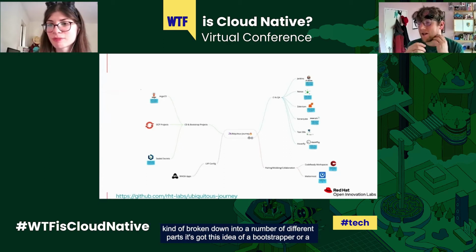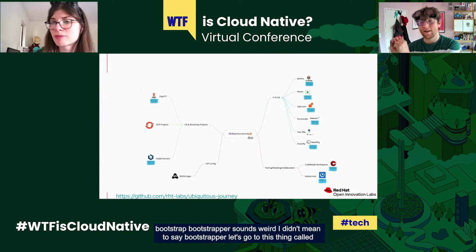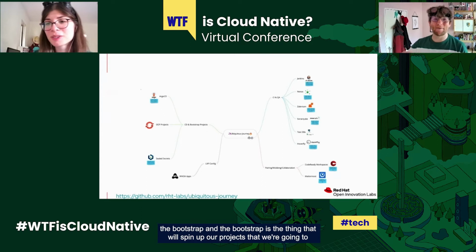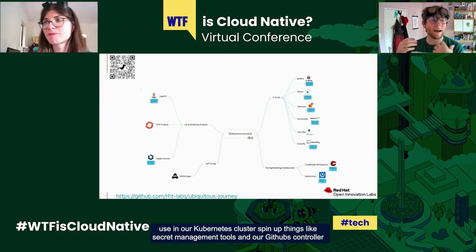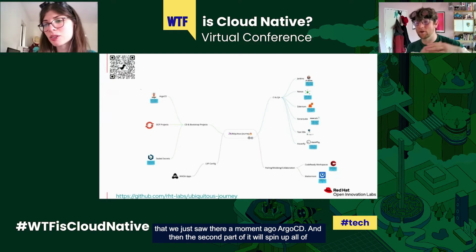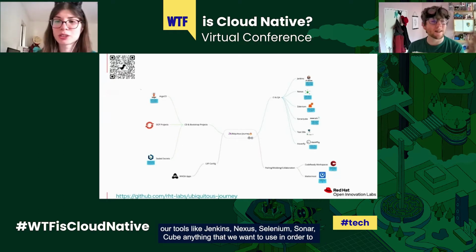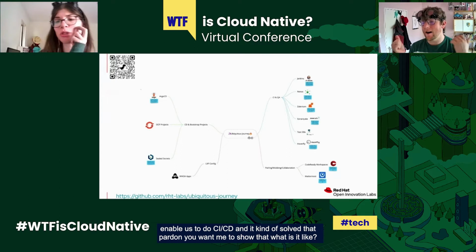So the Ubiquitous Journey is broken down into a number of different parts. It's got this thing called the bootstrap. And the bootstrap is the thing that will spin up our projects that we're going to use in our Kubernetes cluster, spin up things like secret management tools, and our GitOps controller that we just saw a moment ago, Argo CD. And then the second part of it will spin up all of our tools like Jenkins, Nexus, Selenium, SonarQube, anything that we want to use in order to enable us to do CI/CD. And it kind of... show that.